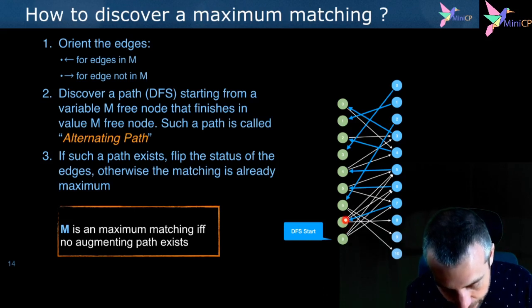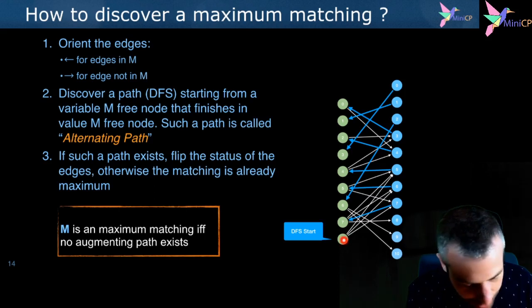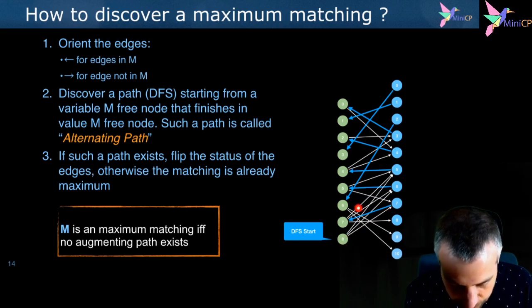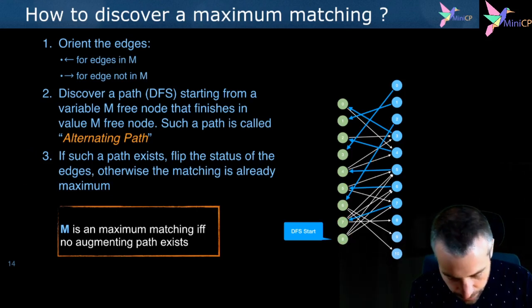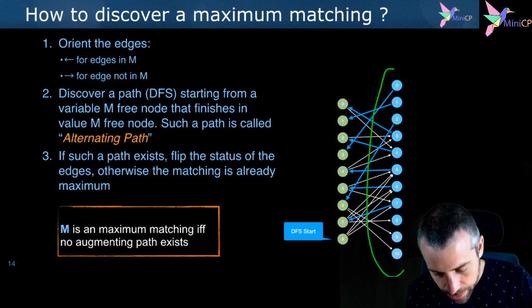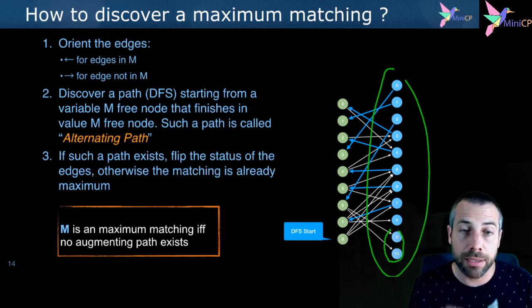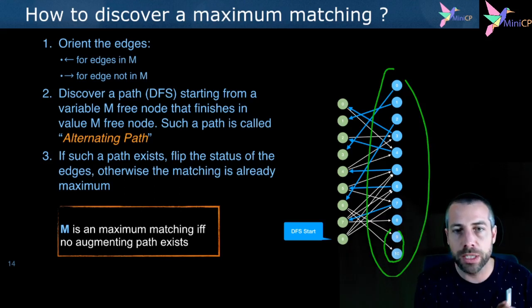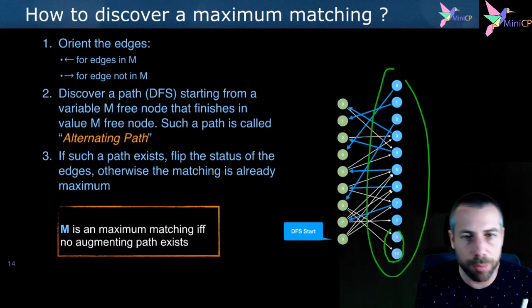And since you have correctly oriented the edges, any path that you would find will always be alternating. You see, because you will always go from the left to the right, and then from the right to the left. And the only way to do that is to take a white edge and then a blue edge. So you will always do white, blue, white, blue, like that. And if you can find an augmenting path starting from here, and that would finish somewhere here, hopefully in something that is not yet taken, then you can just flip the status of the edges. The ones that were not in the matching on this path will be in the matching, and the ones that were already in the matching will be removed from the matching.